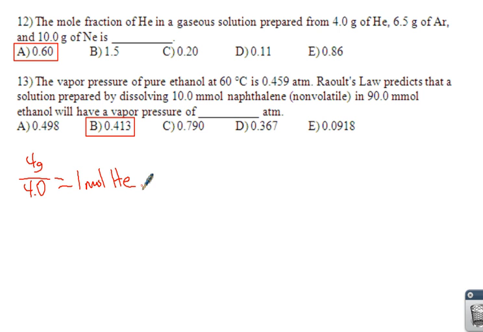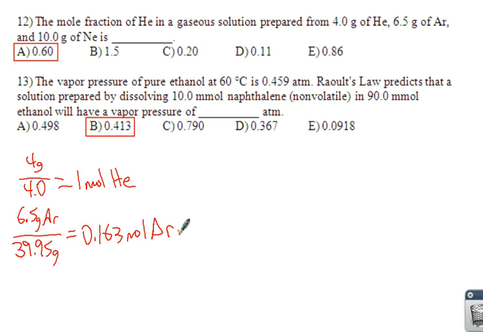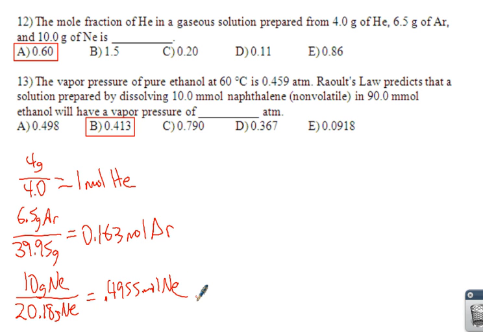We have 6.5 grams of argon divided by 39.95 grams equals 0.163 moles of argon. And then 10 grams of neon. And neon has a molar mass about 20.18. So that is 0.4955 moles of neon. And then we've got all our moles.